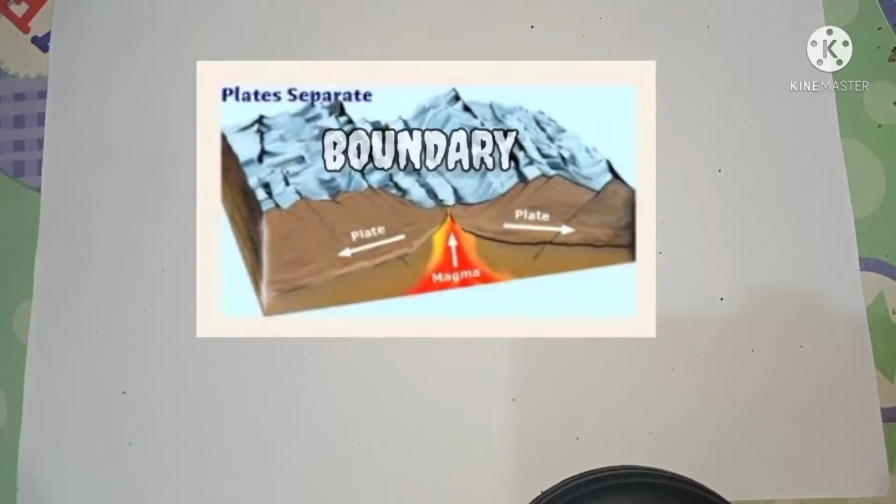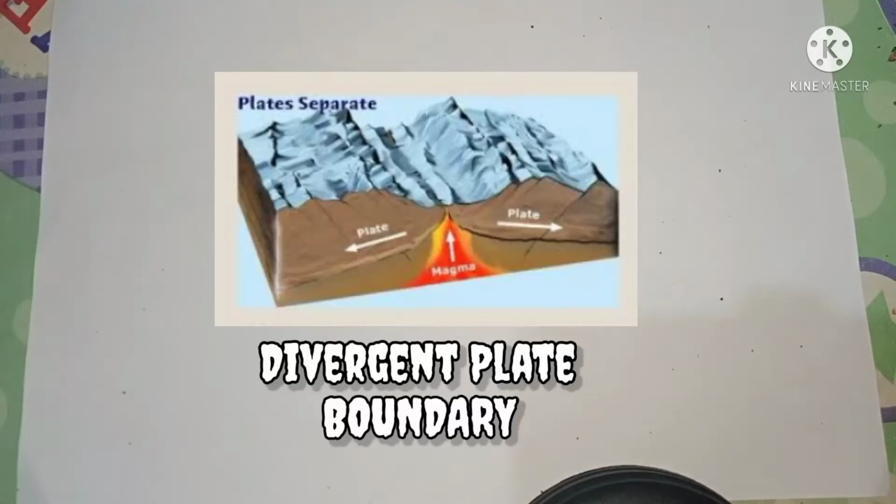In this simulation, we need to be aware that the soil that will be used represents the lithosphere. The two cardboards represent the asthenosphere, and the gap between them represents the plate boundaries. The first type of plate boundary that I will show you is a divergent plate boundary.